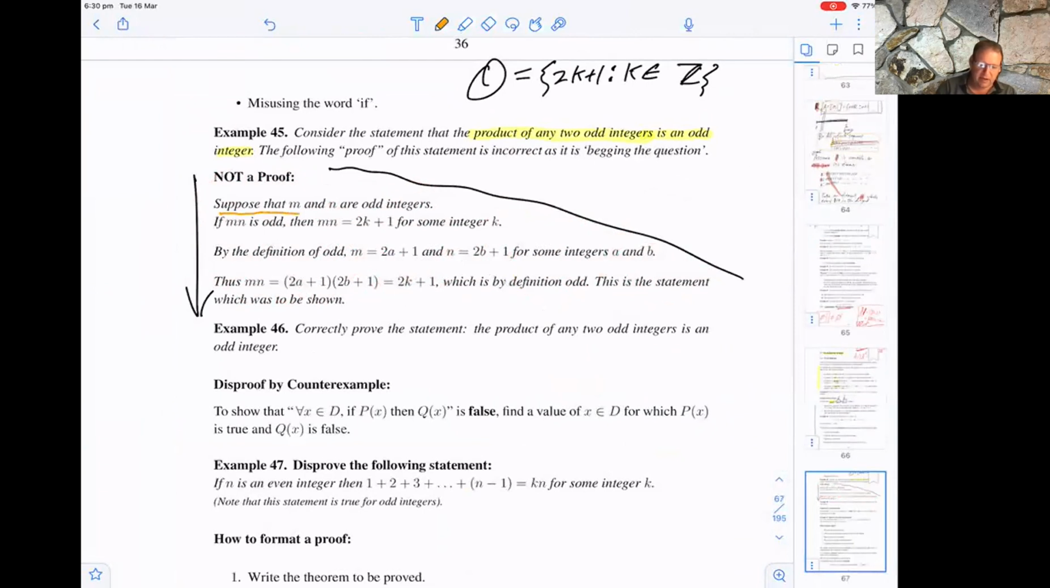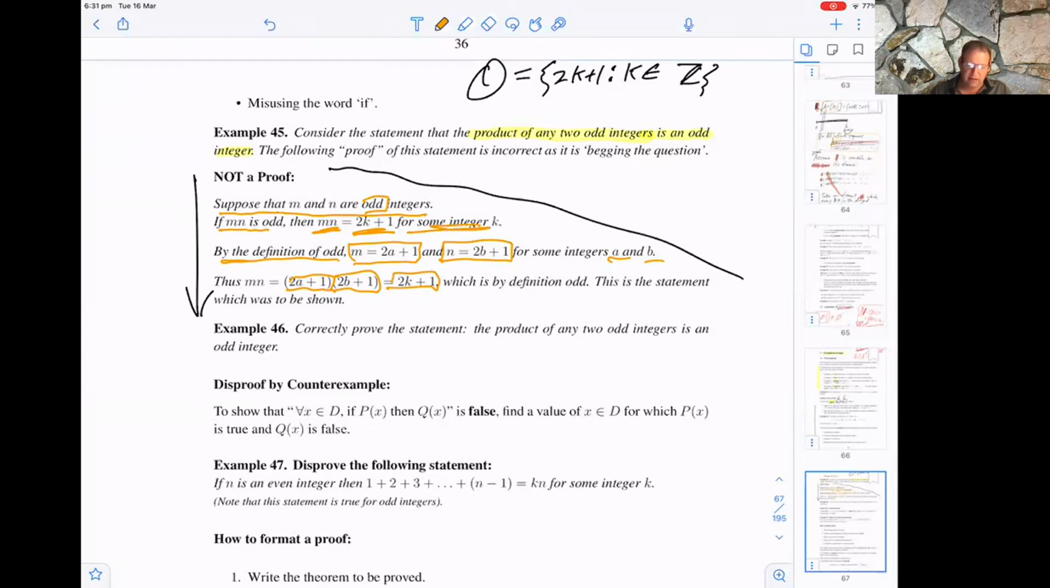Suppose that m and n are odd integers. If mn is odd, then it means that mn is 2k plus 1 for some integer k, right? That's what we said about odd. So by the definition of odd, m is 2a plus 1 because we said they're odd, and n is 2b plus 1. Here they used a and b, for some integers a and b. Thus, if we multiply that, we get this thing, which is odd.